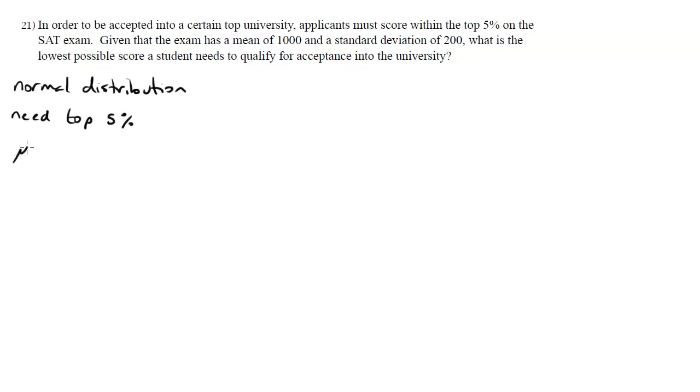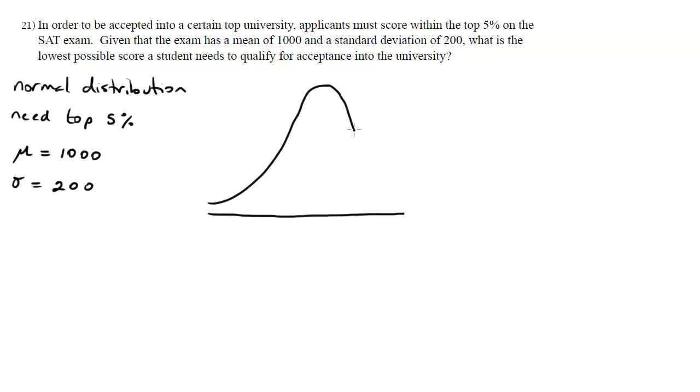Given that the exam has a mean of 1,000, that's the population mean, and a population standard deviation of 200. What's the lowest possible score a student needs in order to qualify for acceptance? Okay, so let me draw this. Here's our normal distribution. Our mean here is in the center.